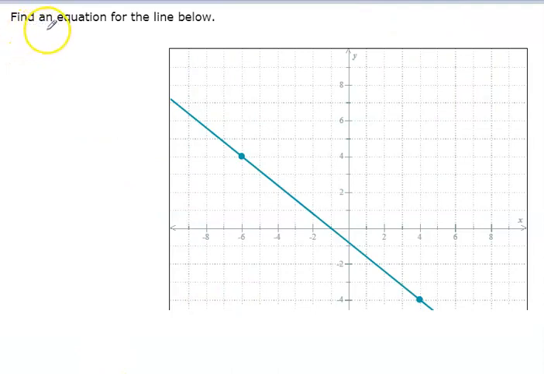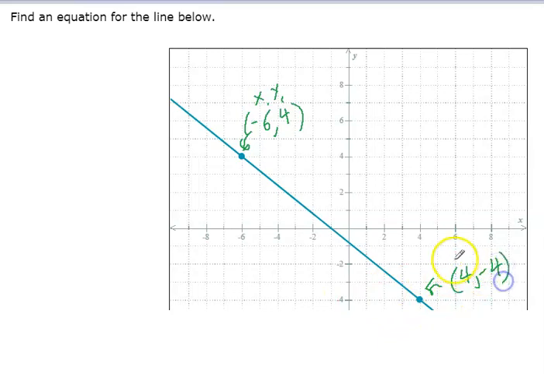All right, here we're told to find an equation for the line below here. And we're given the line, and you can see there's 2 points that we know that are on the line here. We have the point where x is going to be -6 and y is going to be a +4, so that'd be a -6, 4. And I'll label that as our x1, y1 for our first point. Then we have another point right here where x is going to be a +4 and y would be a -4. So I'll call that point x2, y2 to denote it's our second point.